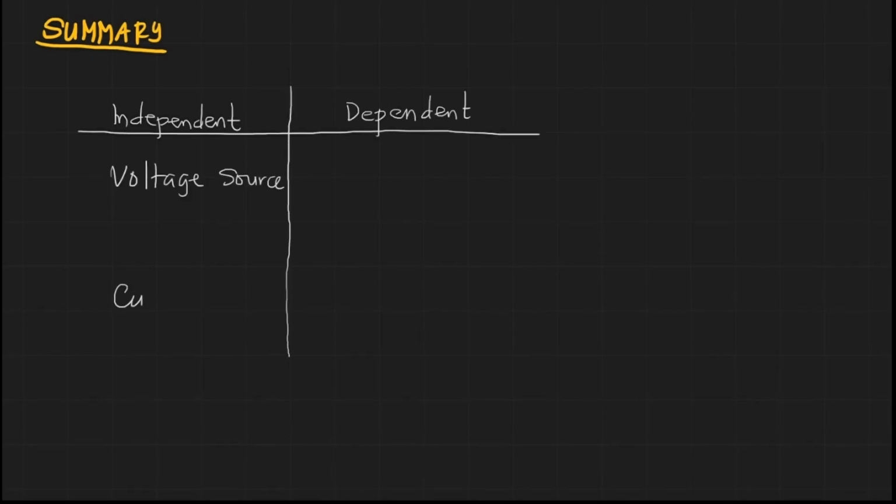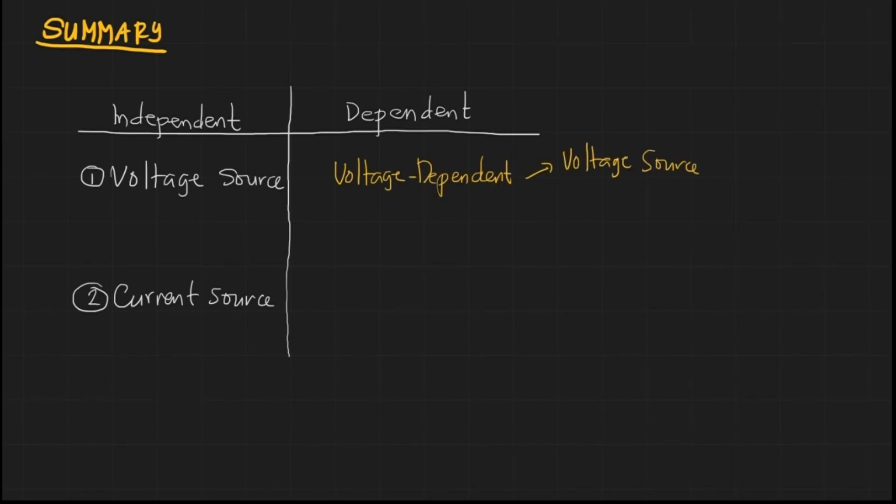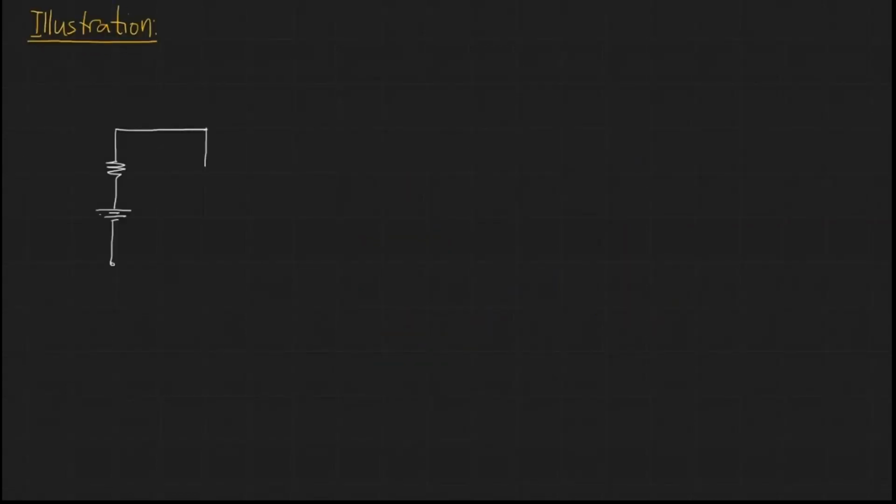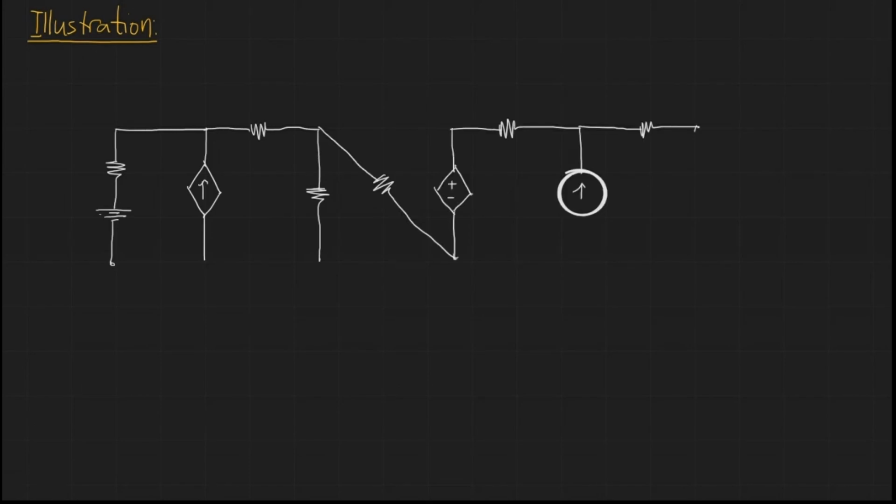For independent, we only have 2, the voltage and the current source. And for the dependent, we have 4. The voltage dependent can also be divided into 2, the voltage source and the current source. The acronyms are VDVS and VDCS. Another one is the current dependent. It can be either a voltage source or a current source, so it is CDVS and CDCS.